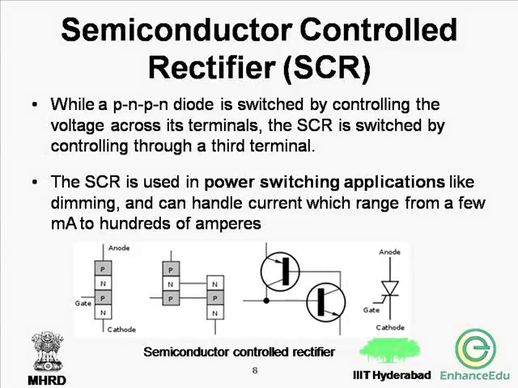Semiconductor controlled rectifiers, or SCRs. While the PNPN diode is switched by controlling the voltage across its terminals, the SCR is switched by controlling through the third terminal. The SCR is a modification of the PNPN diode discussed till now. It is used in power switching applications like dimming, and it can handle currents in a range of a few milliamperes to hundreds of amperes. The pictorial representation of the SCR is as in the figure below.